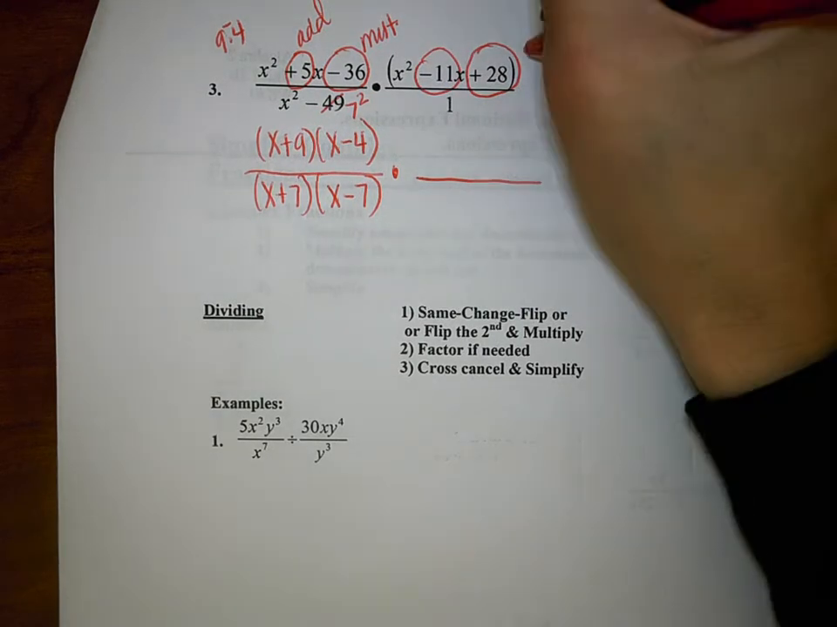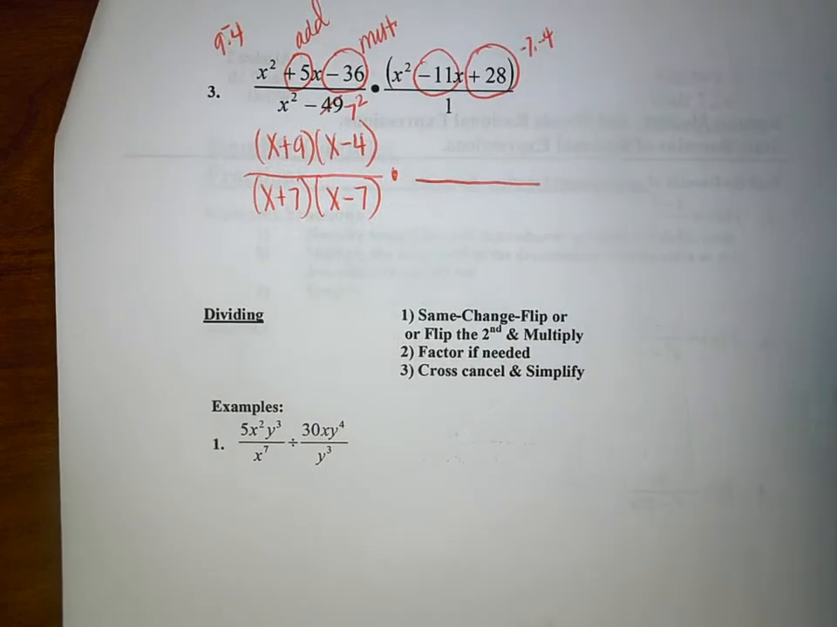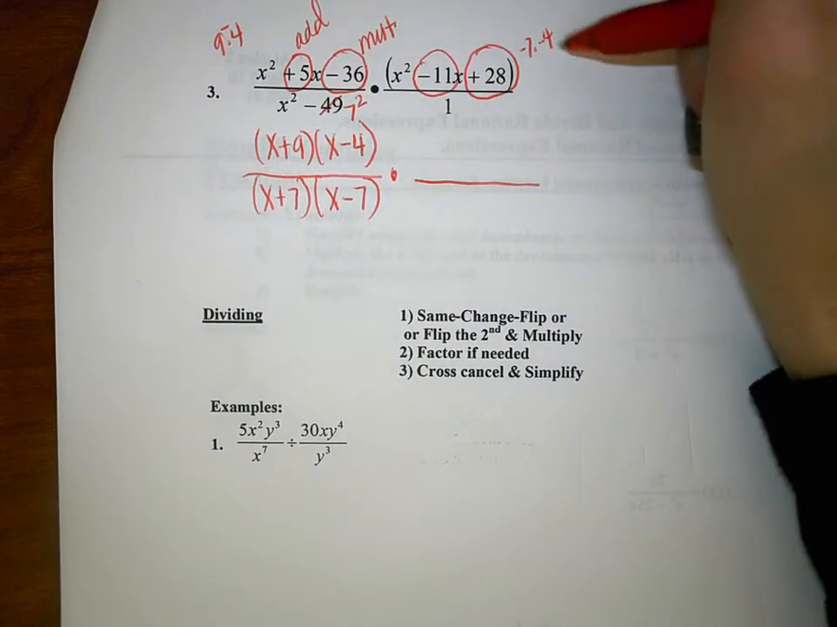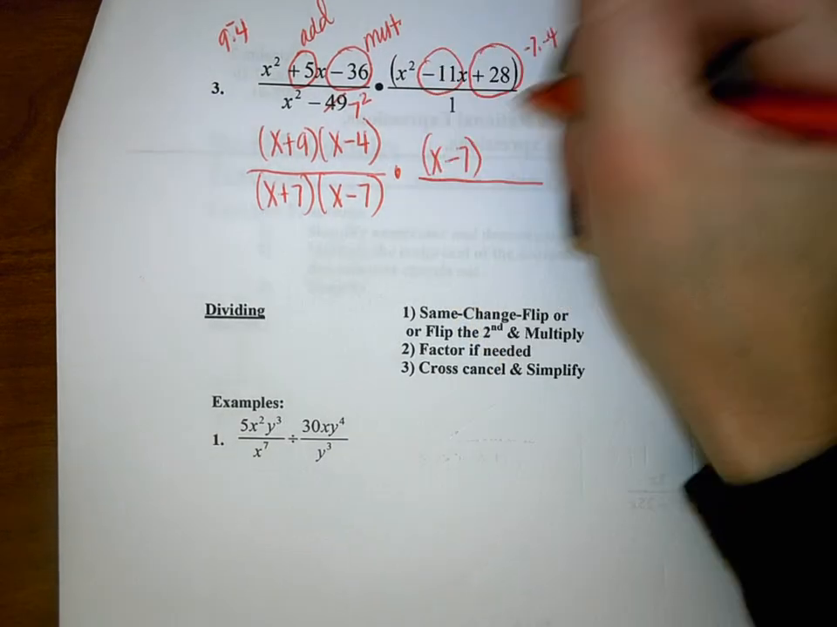Good. Negative 7 and negative 4. Those multiply to make a positive 28, and when you add them, it makes a negative 11. So we have x minus 7 and x minus 4.